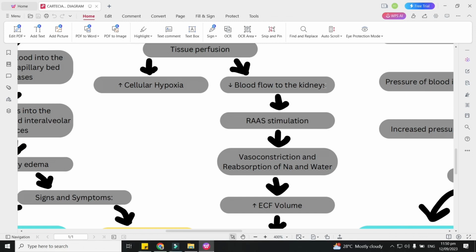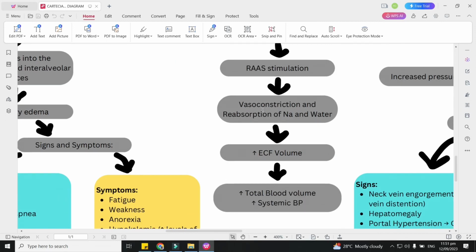RAAS stimulation is the renin, angiotensin, aldosterone system. So when there is a renin release from the kidney, the liver would also release angiotensinogen, and the angiotensinogen will be converted to angiotensin 1 with the help of the lungs, because the lungs will release ACE to help convert angiotensin 1 to angiotensin 2. And when angiotensin 2 is released, we have vasoconstriction and aldosterone release. Vasoconstriction is the culprit behind increasing blood pressure, and aldosterone is the culprit behind water retention of the body.